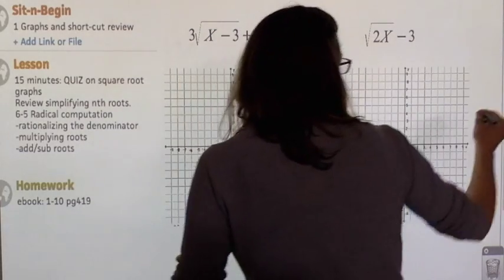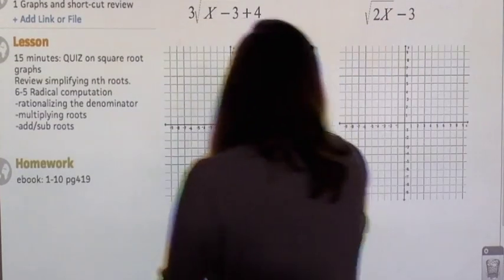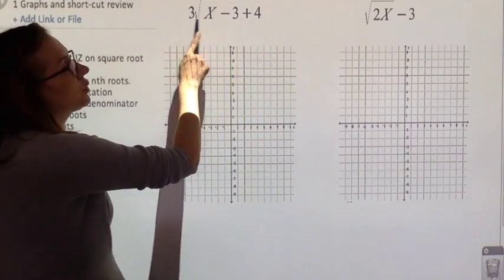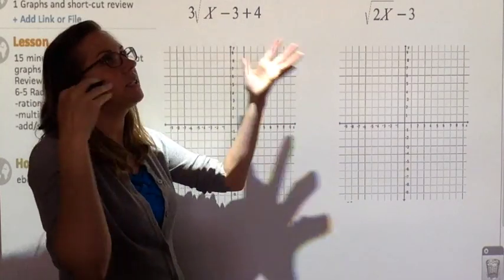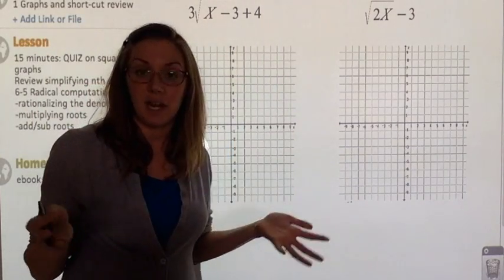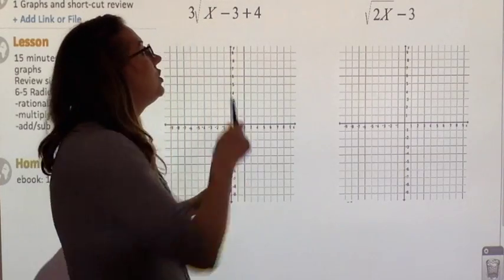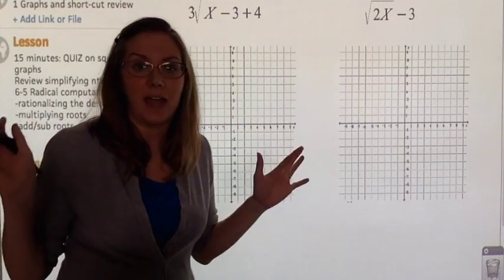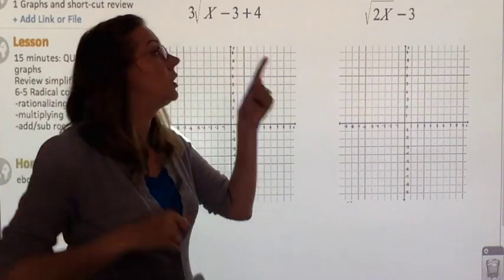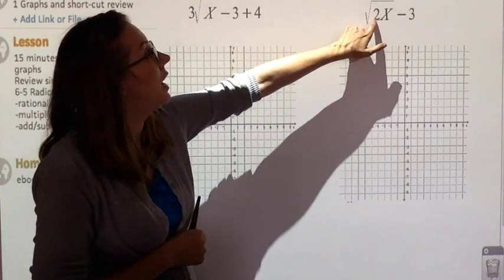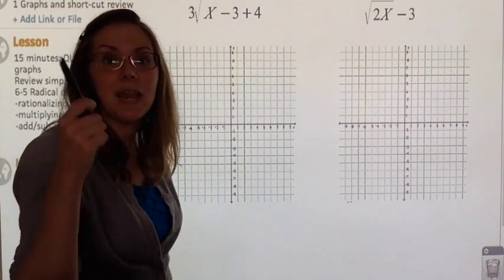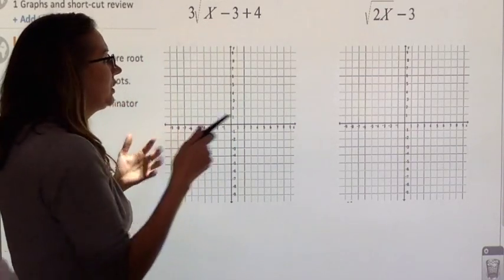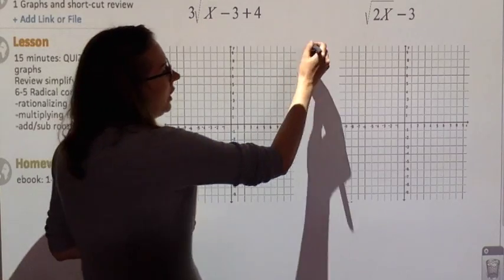So looking at our first one, we have 3 times the square root of x minus 3, plus 4. So right now you're like, oh, there's adding and subtracting, I should use shortcuts. And you can if you want to. But when you multiply, that should throw up a red flag. You should say, oh, when we multiply on the outside, or if we multiply on the inside, we're going to have to make a table. So that's what I'm going to do first. I'm going to start by making my little XY chart.